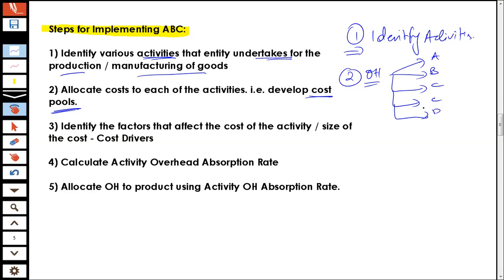Now, once you have allocated, let's say this is 20 million overheads, you allocated 3 million to one, 4 million to another, 5 million to another, 2 million to another, and 6 million to another. So this is all going to be considered as developing the cost pool.